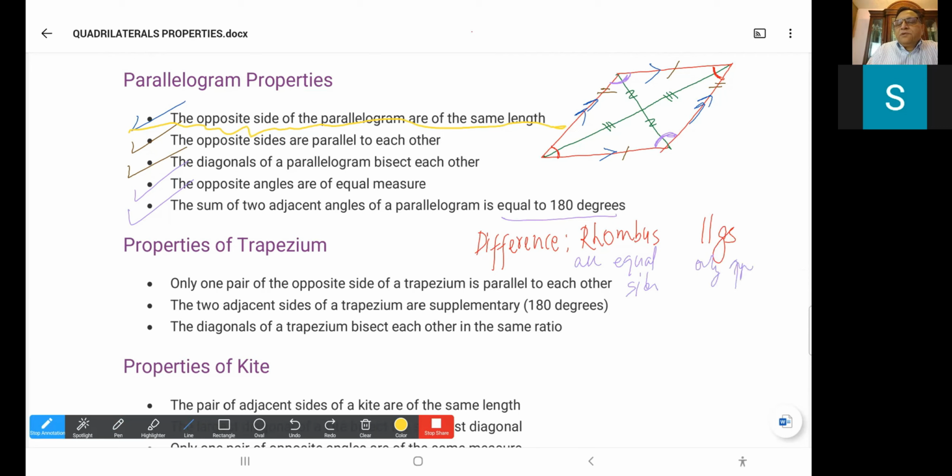What is the second difference between a rhombus and a parallelogram? The diagonals, when they bisect, they bisect and they are at right angles, right? So in a rhombus, diagonals bisect at right angles.